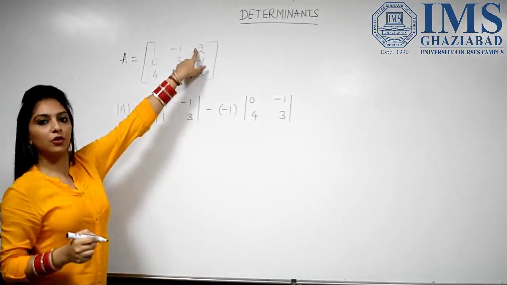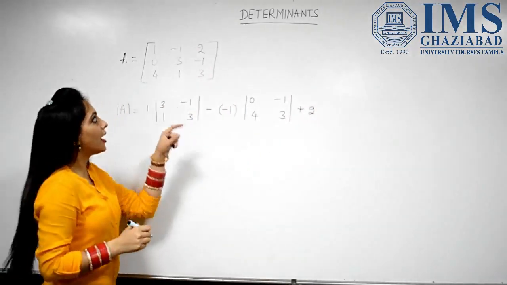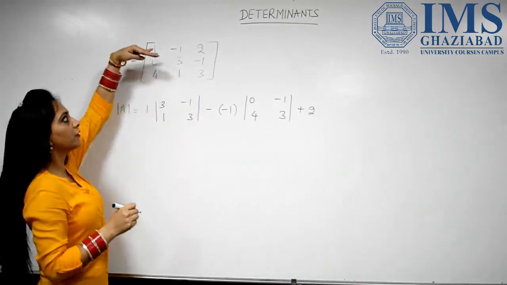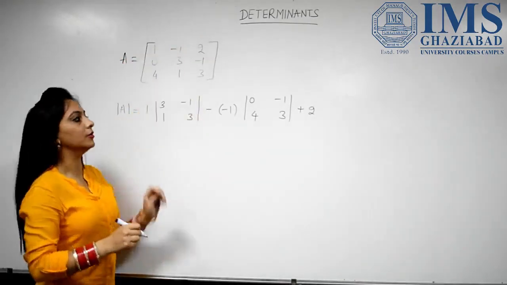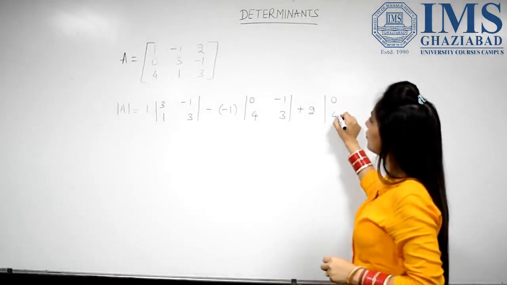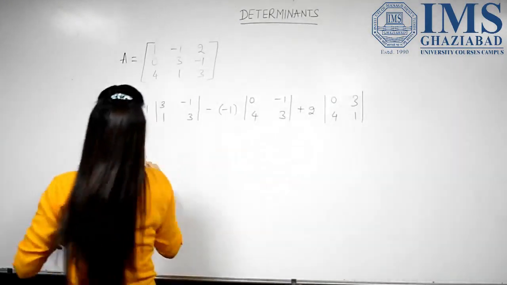The last element of this row is 2, so I will write plus 2. Now this 2 lies in the first row and third column. So we will hide this row and this column. The rest of the elements are 0, 4, 3 and 1. Now let us solve this.